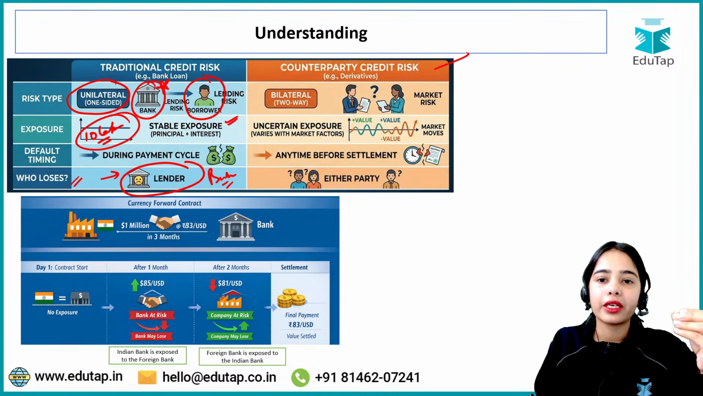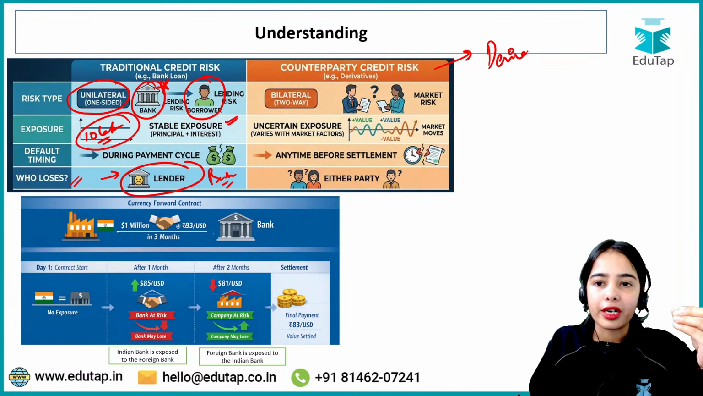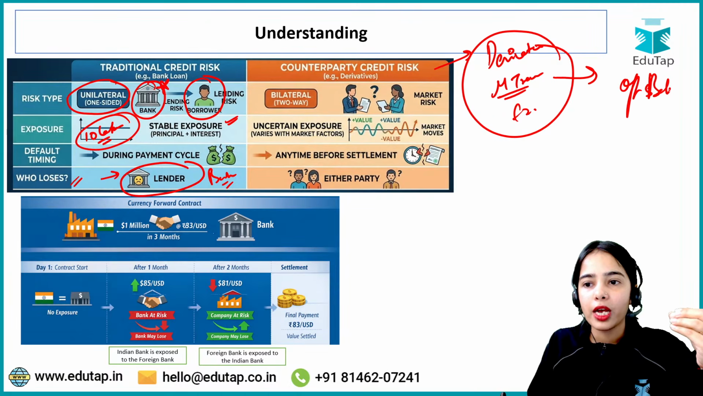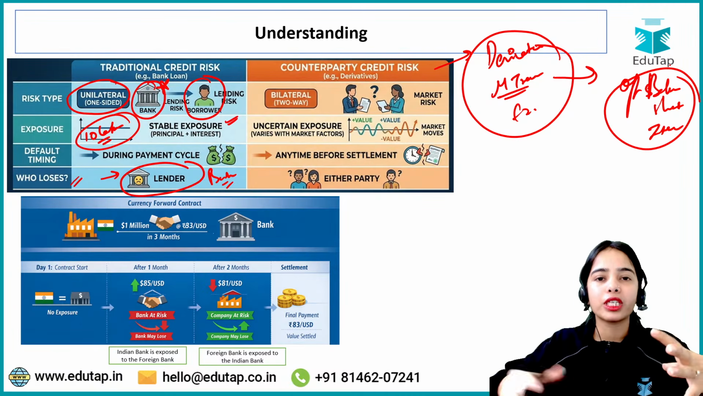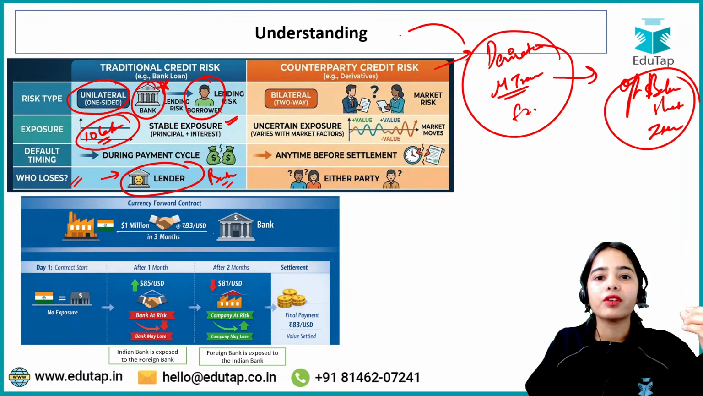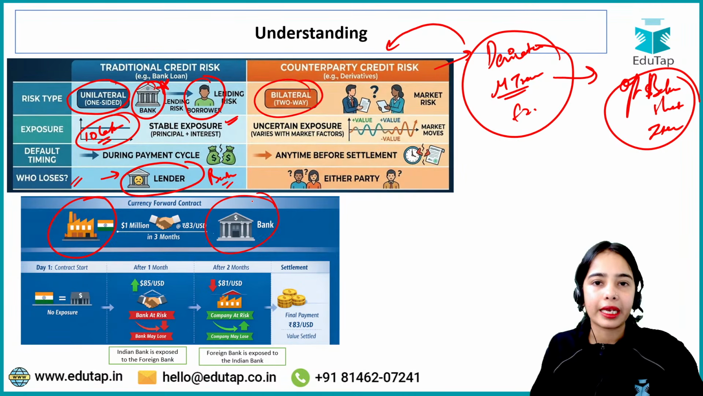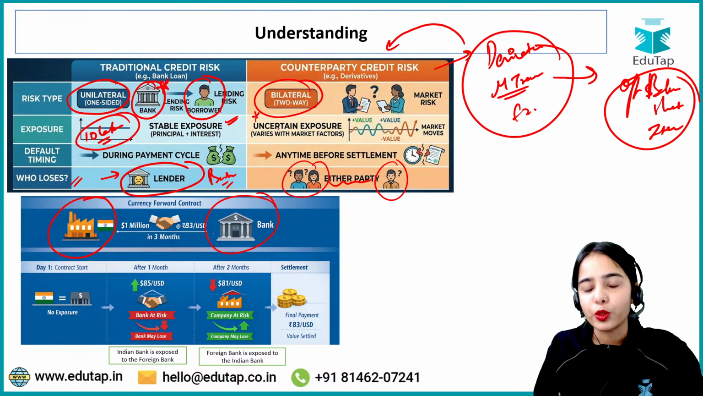But in counterparty credit risk, that is, derivative contracts or market transactions, the financial instruments that are being signed are off balance sheet. That means they will be settled and mature in the future. So they have counterparty credit risk. That means either party can default: the Indian bank can default or the foreign bank can default. Both parties have the risk, as well as there is uncertain exposure that we will discuss.